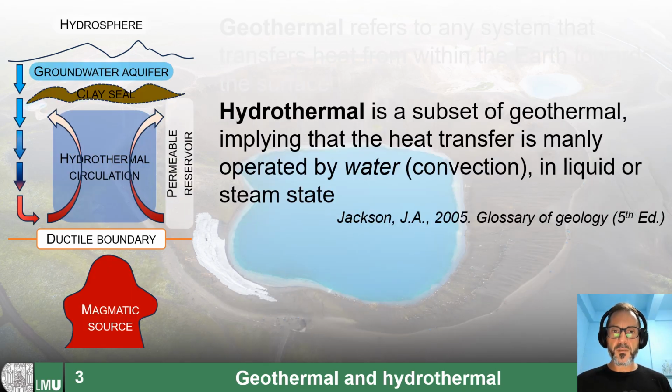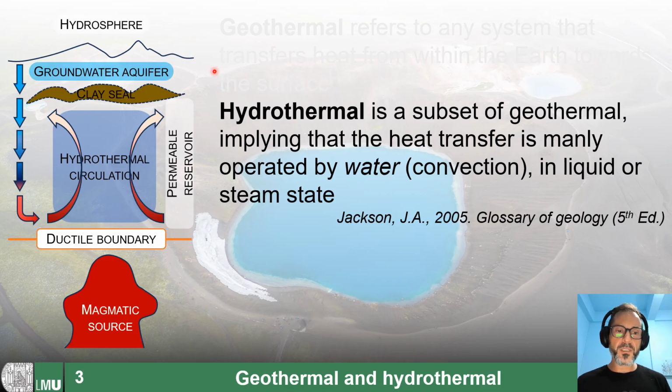Hydrothermal is a subset of geothermal, implying that the heat transfer is mainly operated by water through convection, and in which water can have liquid or steam state. Hydrothermal fluid circulation around stratovolcanoes, calderas, and rift zone connects magma to the hydrosphere using heat, permeable rocks, and water.